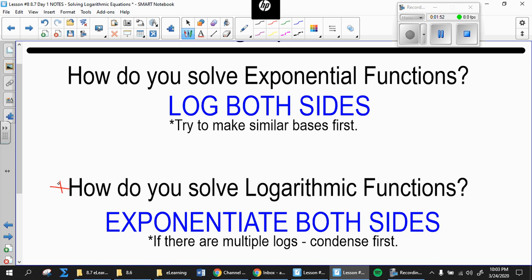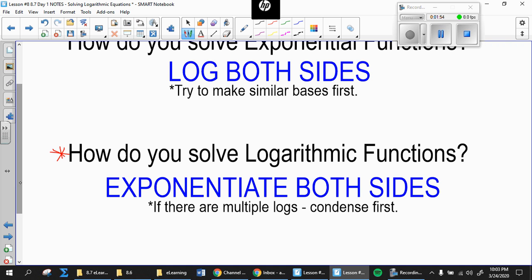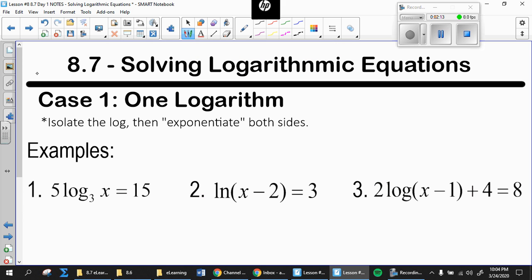Now we're going down here and talking about solving logs. Again, the inverse of a log is an exponential. And so what we're going to do is exponentiate. We're going to take this log and make it an exponential with the same base. That's going to cancel it out and allow us to solve it. It's going to give us a linear, or a quadratic. It's going to let us solve it.